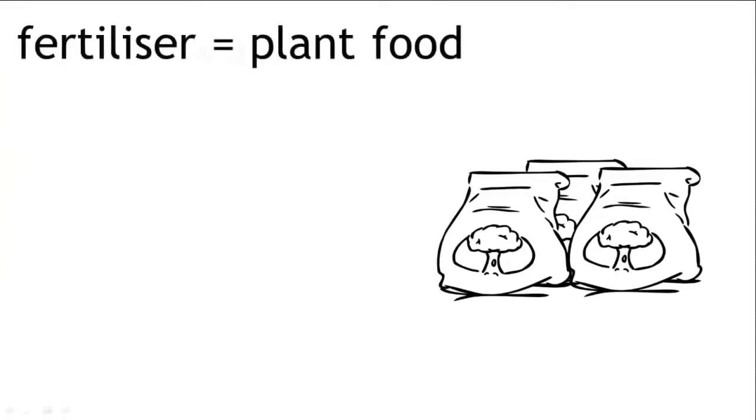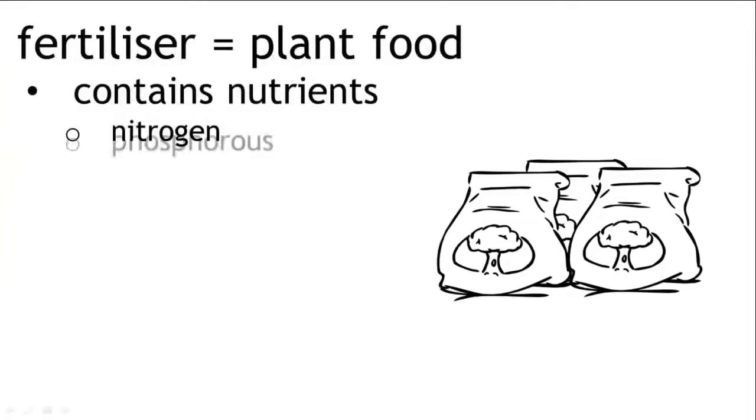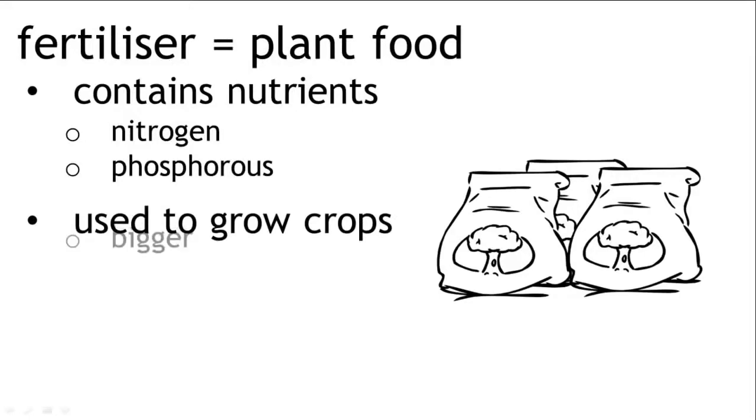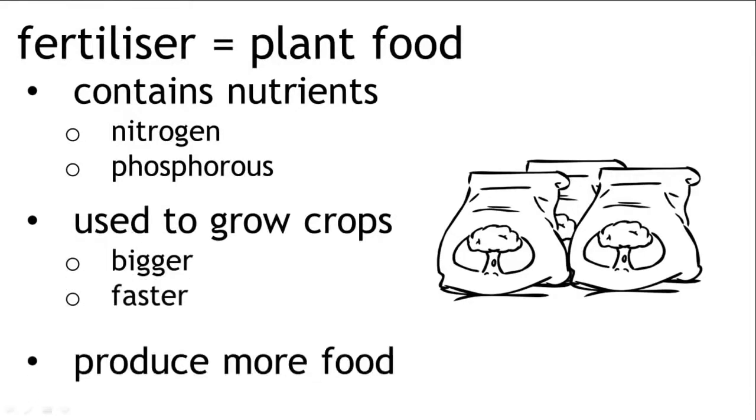So, a fertilizer is a plant food that contains nutrients such as nitrogen and phosphorus, and we use it to grow our crops bigger and faster so they produce more food.